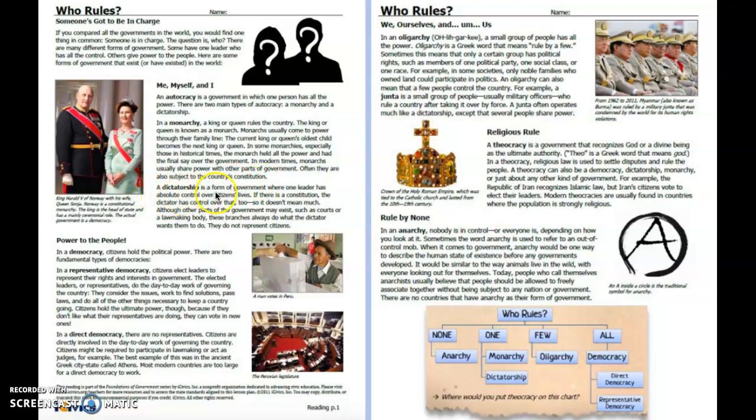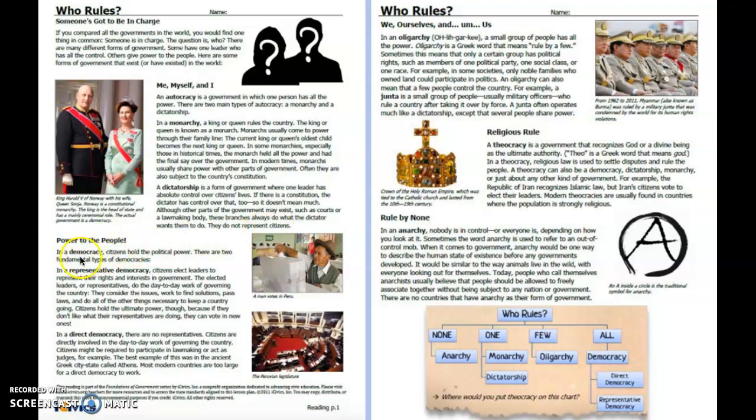A dictatorship is a form of government where one leader has absolute control over citizens' lives. If there is a constitution, the dictator has control over that too. So it doesn't mean much. Although other parts of the government may exist, such as courts or a law-making body, these branches always do what the dictator wants them to do. They do not represent citizens.